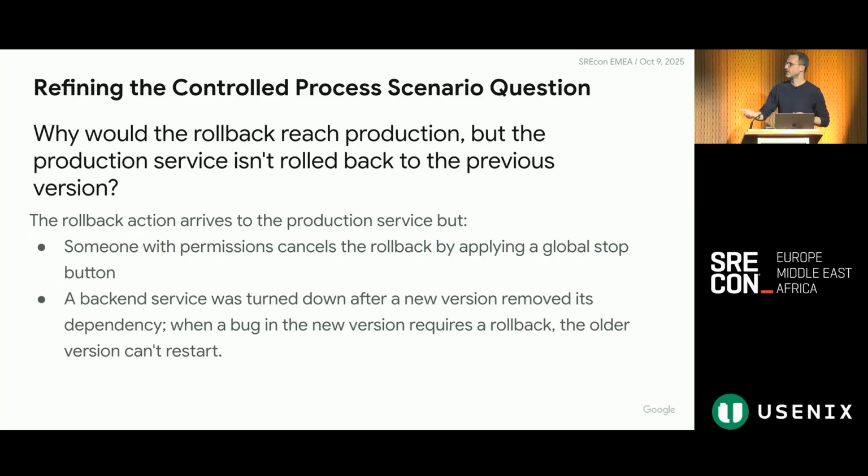Or, this has been discussed in a different form, but the new version of the service was released, which removed a dependency on a backend system. After the release, this now unused, obsolete backend was turned down. When a critical bug in the new version forces us to do the rollback, the process fails because the previous version of the service cannot start now without the backend that had just been turned down. An analogous example is with the database schema migration change. Again, the idea is to find as many of these control process scenarios as possible.